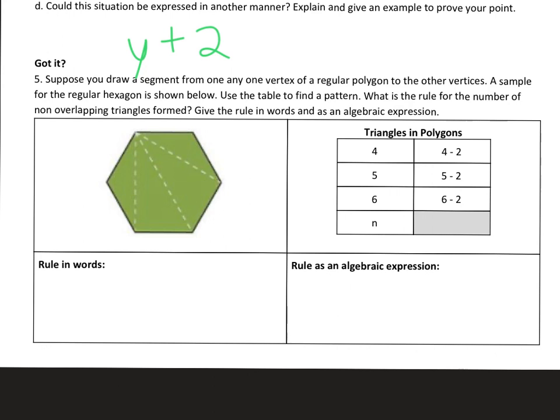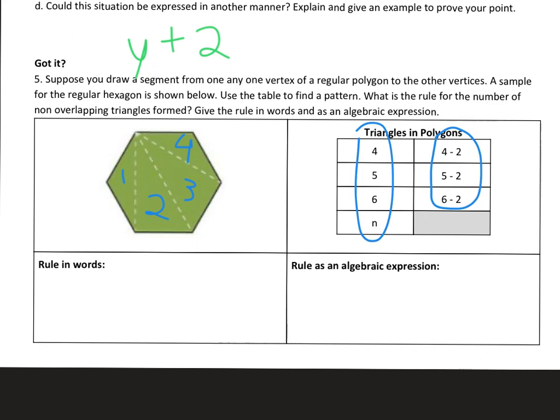So in this next one, suppose you draw a segment from any one vertex of a regular polygon to the other vertices. A sample for the regular hexagon, 6-sided shape, is shown below. And this table is really going to help us find that pattern. We talk about a hexagon has 6 sides. We can make 1, 2, 3, 4 triangles. And that pattern follows for every shape, okay? So this column is the number of sides. This is the number of triangles, okay?